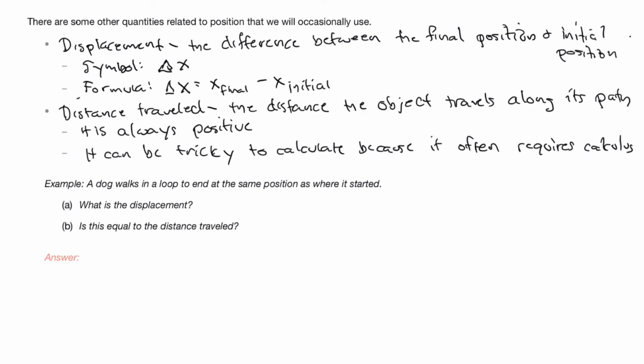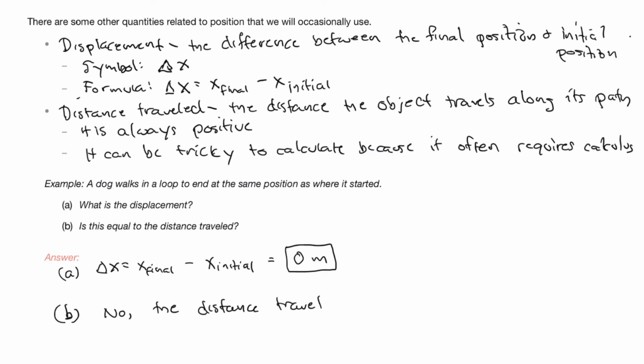So let's look at an example with these two quantities. In this case, we have a dog walking in a loop so that it ends up where it started. In part A, we're asked what is the dog's displacement, and I think it's pretty clear that its change in position is 0. So its displacement is 0. Is this equal to the distance traveled? Well, no, I think it's pretty clear that the distance traveled is certainly not 0. And as I said, it's always positive, so there's no way that the distance traveled could be equal to the displacement.